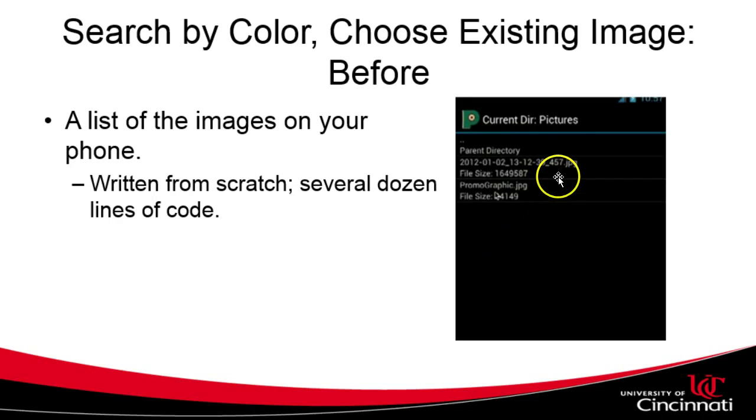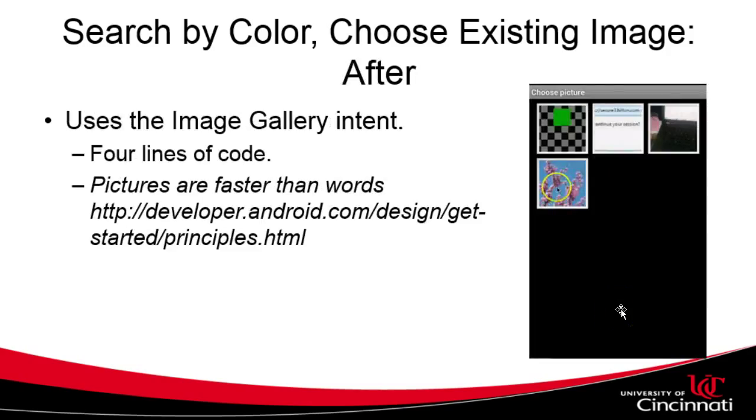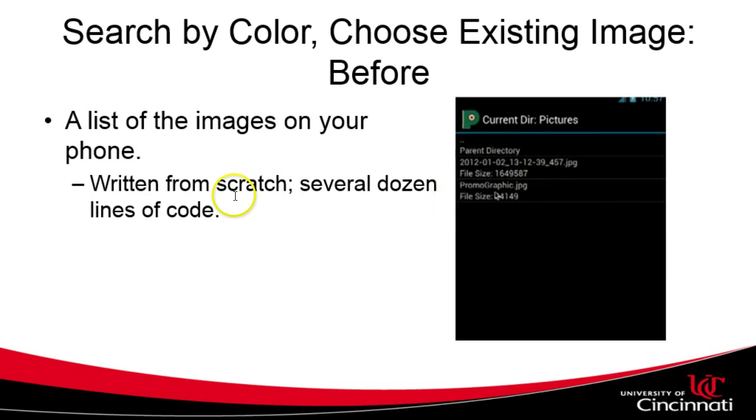It's showing only JPEG images, which is fine, but notice that it's showing only the file name. What we really want to see are pictures. So one of the Android development principles is pictures are faster than words. The other thing is I wrote this from scratch. It took a lot of testing, a lot of code.